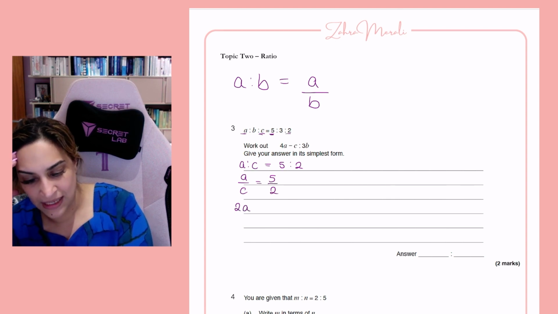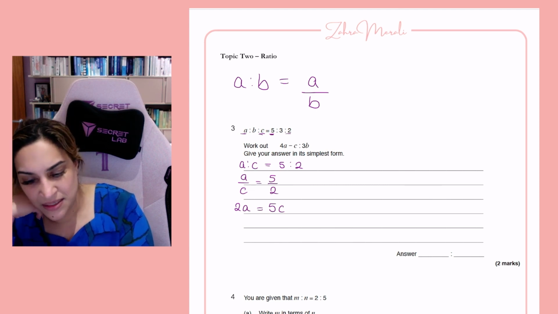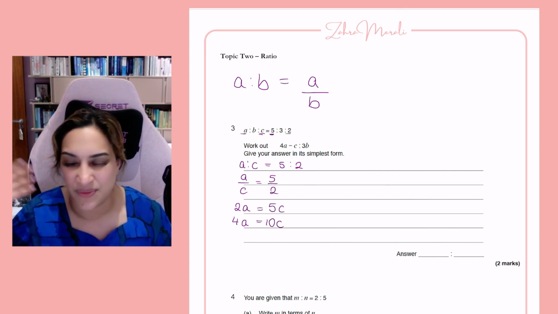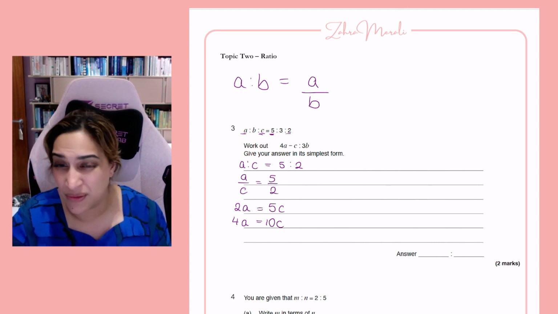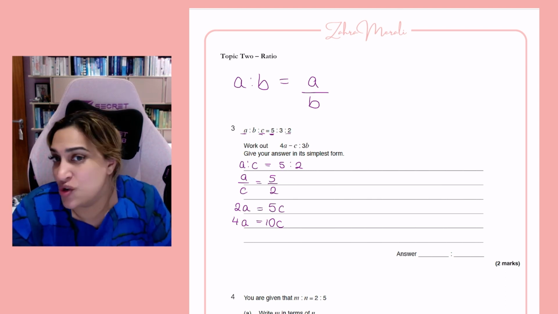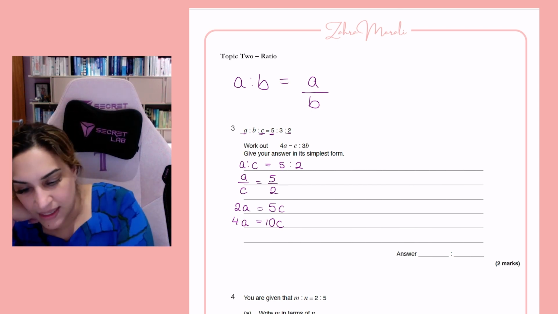So 2A is equivalent to 5C. That means 4A's will be the same as 10C's. So we're just going to put everything in terms of C. Could have put them in B's or A's, it wouldn't have mattered. There's no good reason why I chose C, but I think it's going to work out nicely. Hopefully it does. Then we're going to look at B to C.